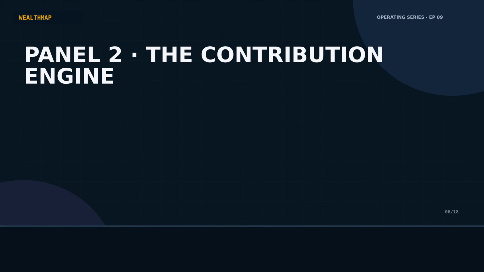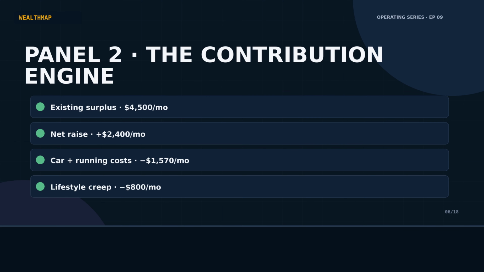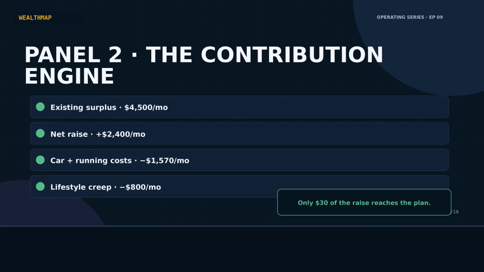The second panel is the contribution engine, and this is where the case becomes real. The household already creates $4,500 of monthly surplus and invests $3,000. Then take-home pay rises by $2,400 a month. A new car adds an $1,150 payment, plus $420 for insurance and fuel. Lifestyle spending rises another $800. Only $30 of the raise reaches the plan, so the annual investment contribution remains about $36,000.